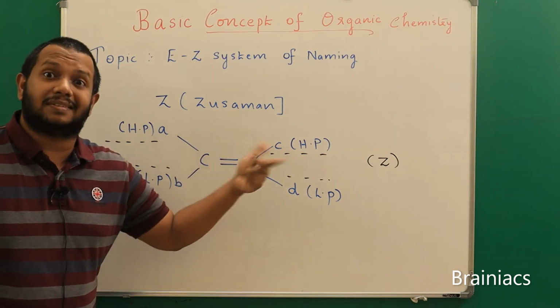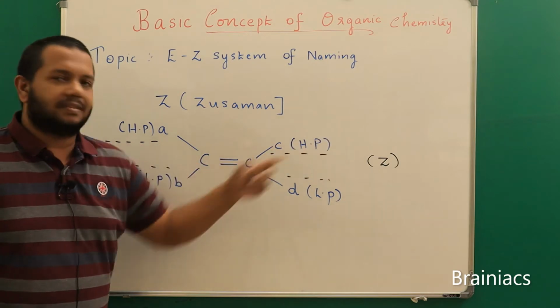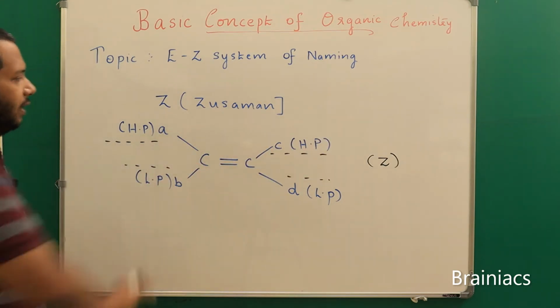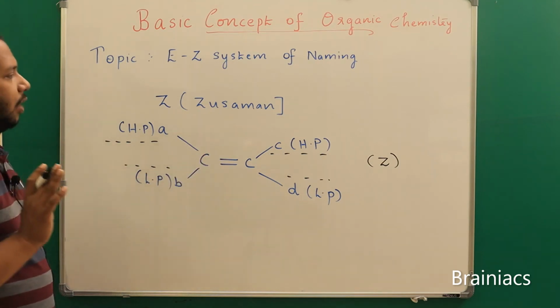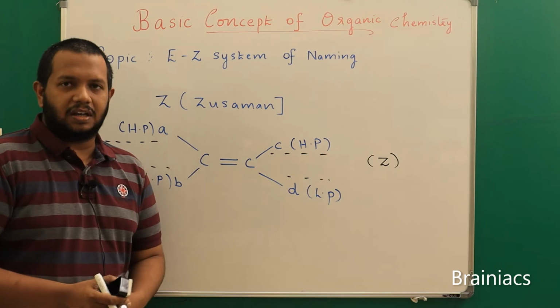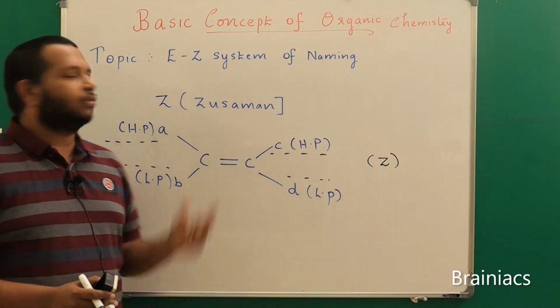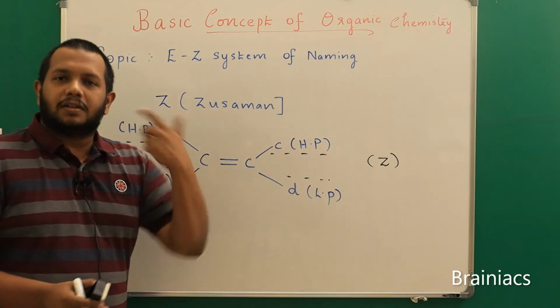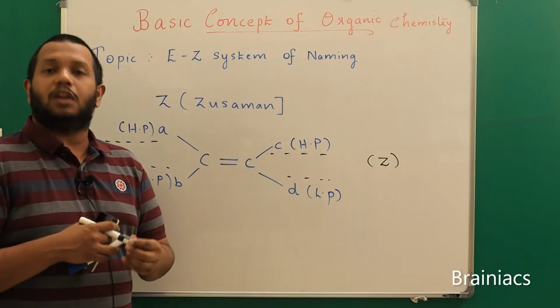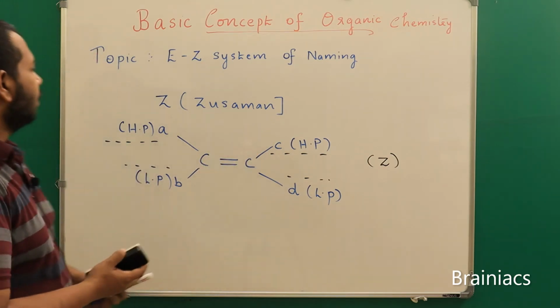You can compare this with cis. Cis means on the same side. Similarly, Z, both are the same side. You can remember like that. So I hope you understood what is E and Z system. Now the next thing you need to understand here is how to assign priorities for these various groups. If you understand that, then it becomes very easy to assign E and Z denotation. So we will see the rules.